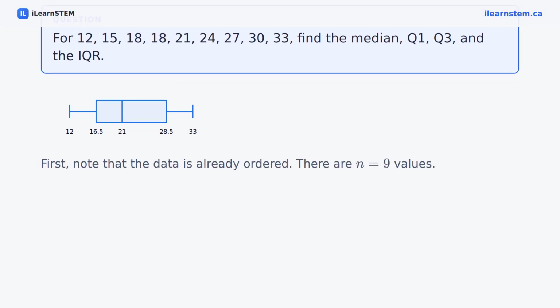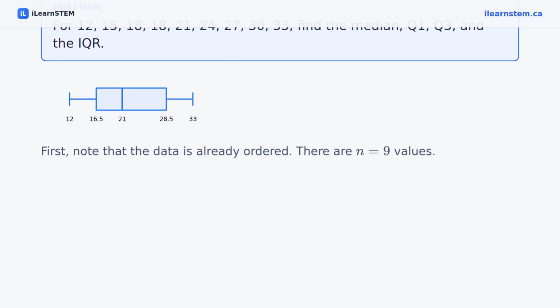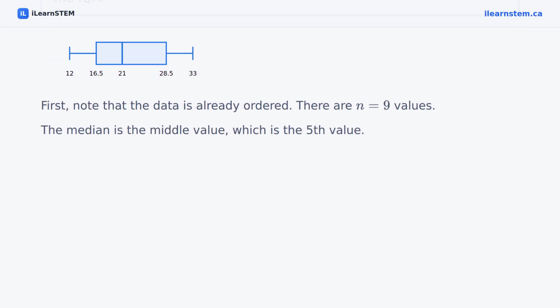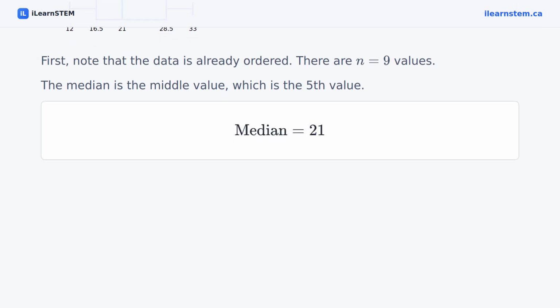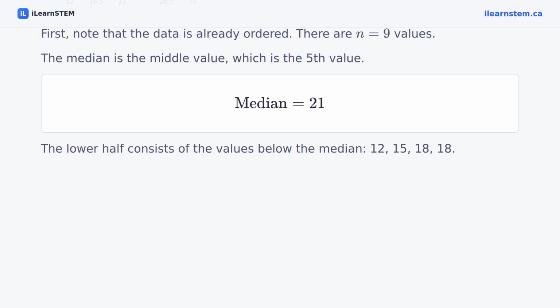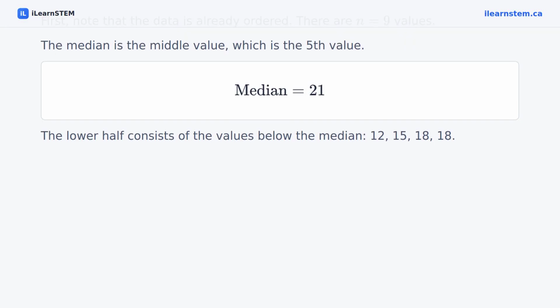First, note that the data is already ordered. There are 9 values. The median is the middle value, which is the 5th value. The median is 21. The lower half consists of the values below the median, 12, 15, 18, 18.